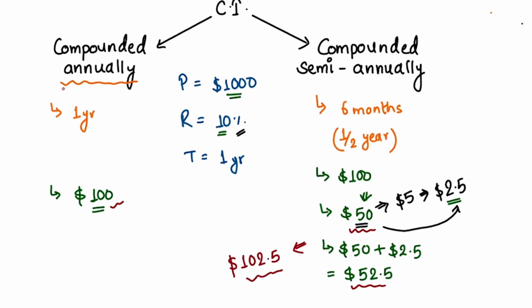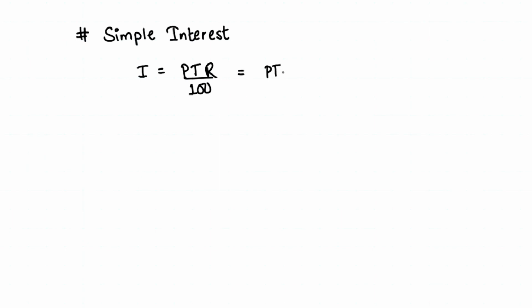Okay, so now that we know the difference between compound interest compounded annually and semi-annually, let's look at all the formulas, okay? The formulas to calculate simple interest, compound interest compounded annually, and compound interest compounded semi-annually. So first let's look at the formula of simple interest. The formula of simple interest is PTR divided by 100, okay? Sometimes people also just write it as P, T, and small r. The small r means just r divided by 100, so it's the same thing, okay?